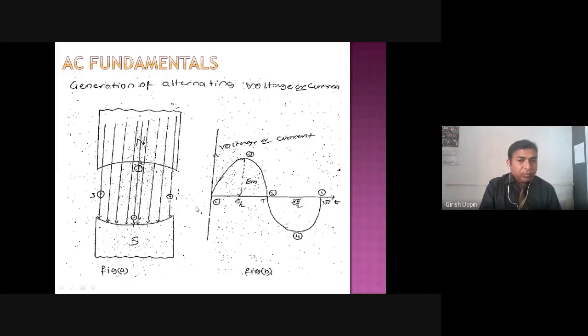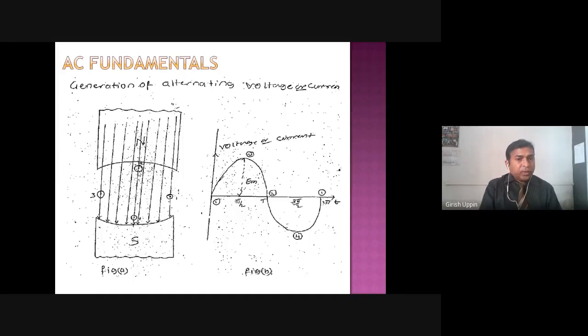We represent it as Vm. So if I plot it on this waveform, this is position number 2. This happens at pi by 2. Or if you say this is the complete cycle, at 1/4 of the cycle, that is pi by 2, maximum flux will be cut. And this particular conductor is under the north pole. When it is under the north pole, the direction of the EMF induced is positive.